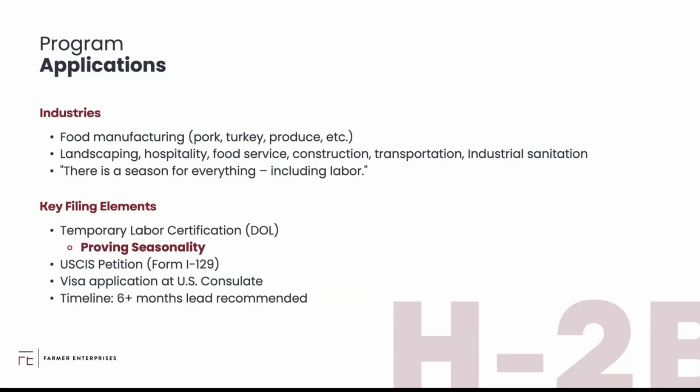Then let's talk a little bit about the application process. I'm going to go through it kind of quick, but it is about a 6-month process. And the process is, the first thing you do is you file a prevailing wage determination. This is called a 9141.